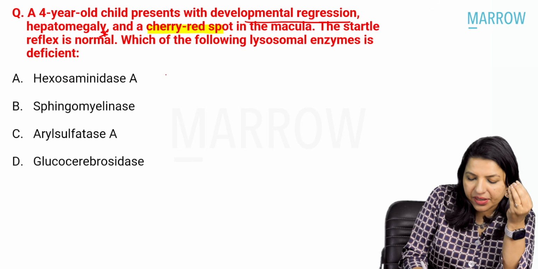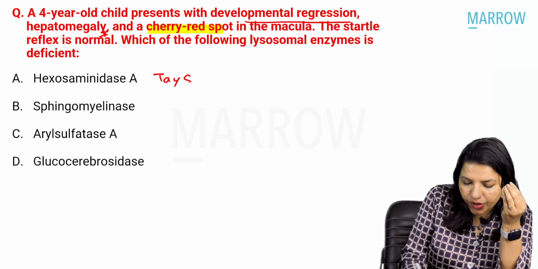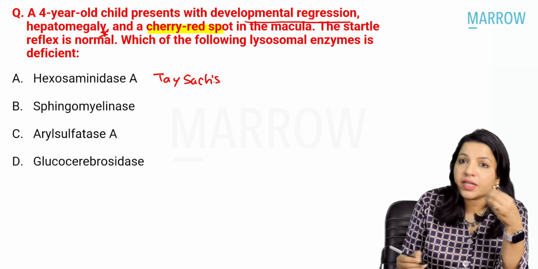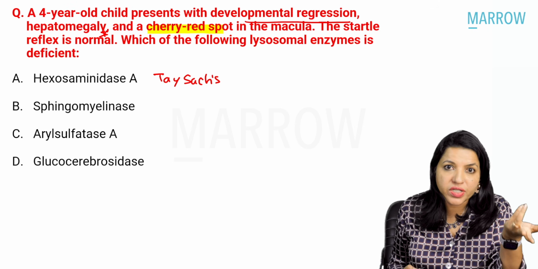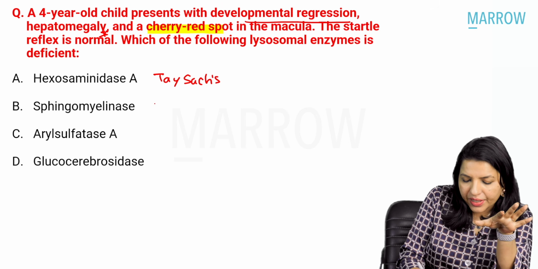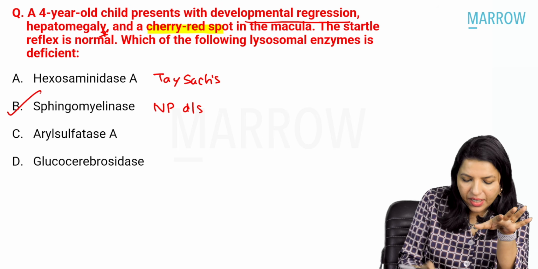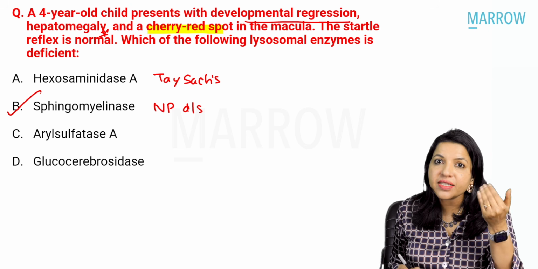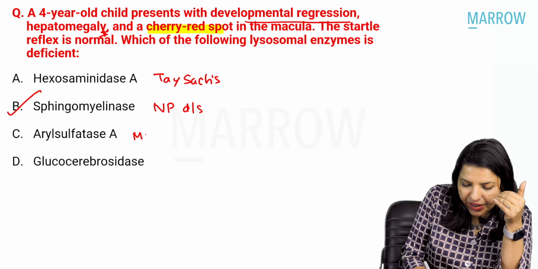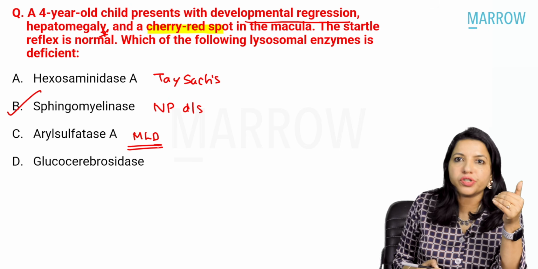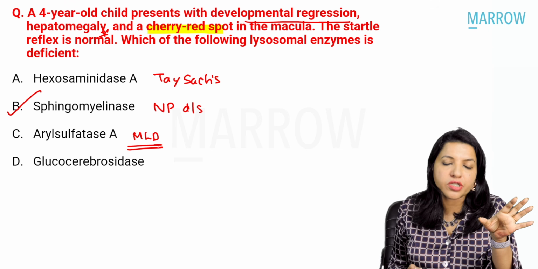Hexosaminidase A: that is definitely Tay-Sachs disease. In Tay-Sachs disease, there is no visceromegaly. Sphingomyelinase, yes, that is Niemann-Pick disease. That is the answer here. Then aryl sulfatase A. Aryl sulfatase A is metachromatic leukodystrophy, which does not have visceromegaly.